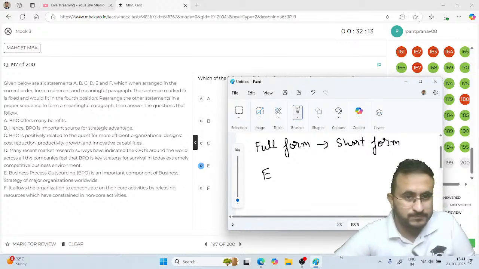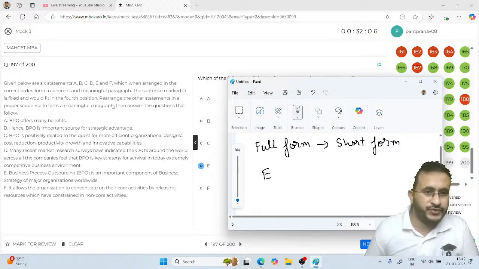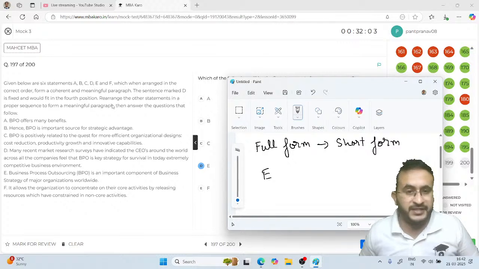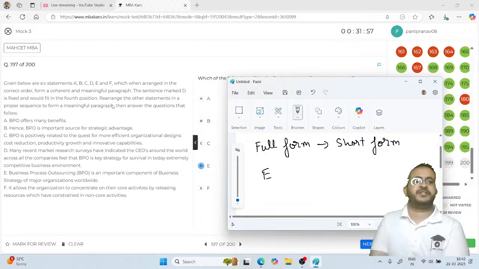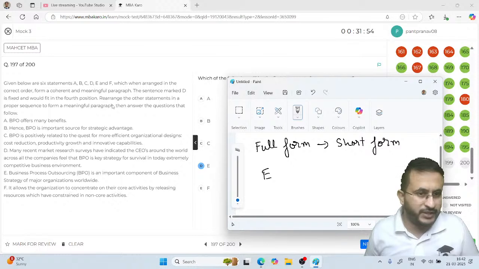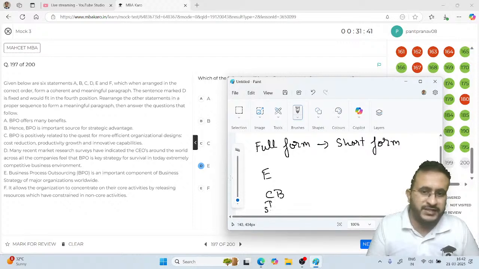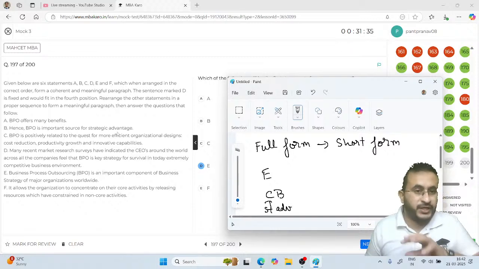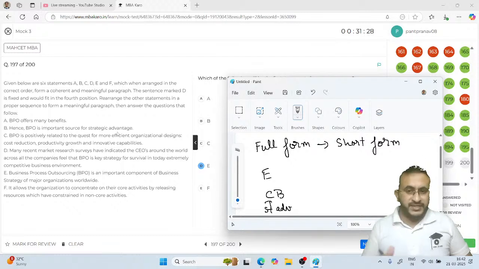Now we will try to make links. Hence, BPO is an important source for strategic advantage. How is it strategic advantage? Let us see the other sentences. A is saying that it offers many benefits, but that does not mean that it becomes an important source for strategic advantage. BPO is positively related to the quest for more efficient organizational designs, cost reduction, productivity growth. So C tells something about this. Just strategic advantage that is being discussed here. More efficient organizational designs, cost reduction, productivity growth. So these are all components of strategic advantage. Okay, so C and B will come together.